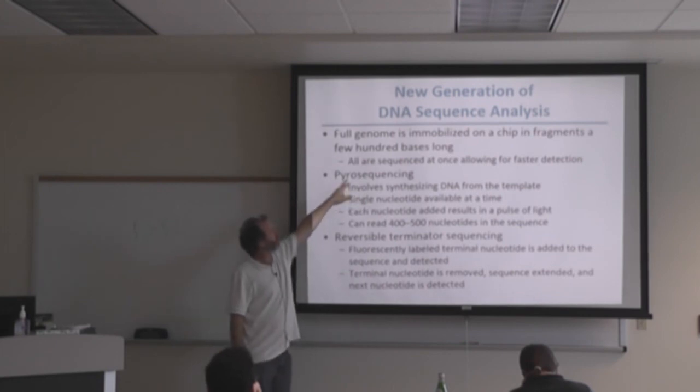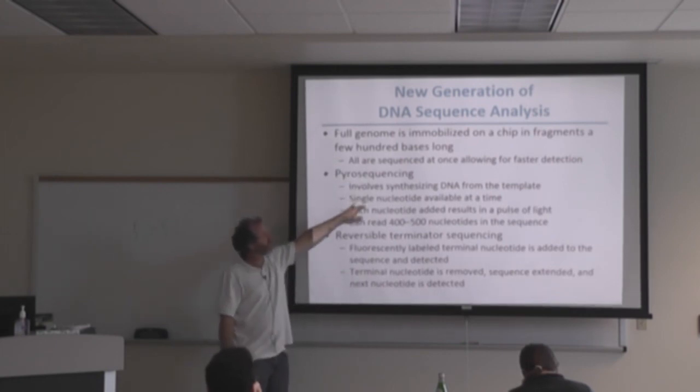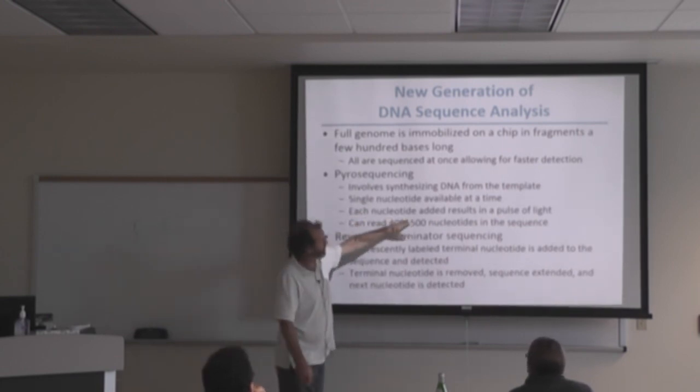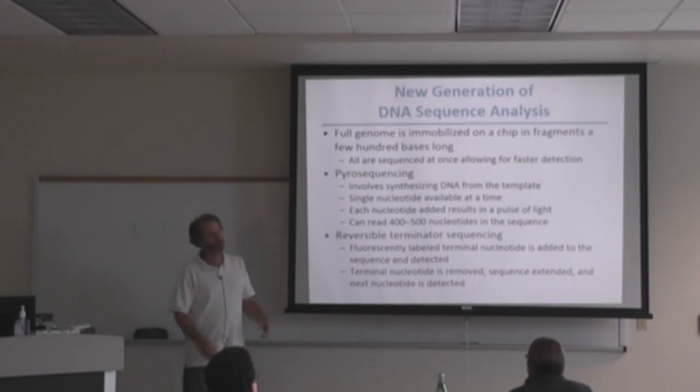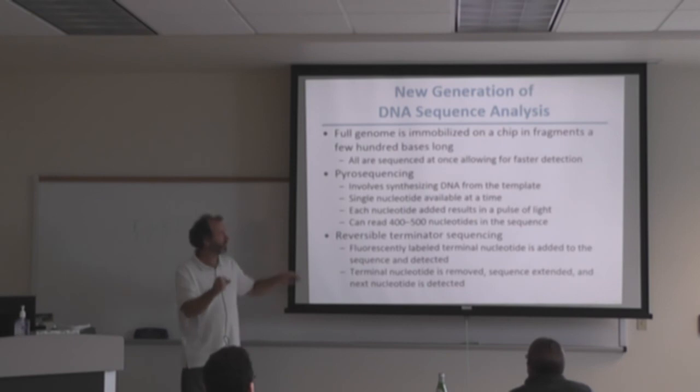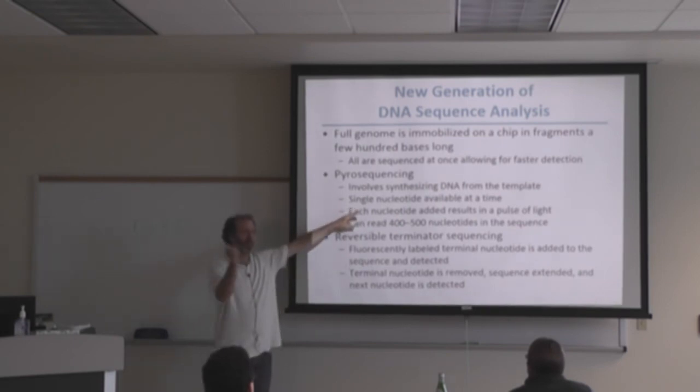So pyrosequencing involves synthesizing DNA from the template, with a single nucleotide available at a time. Each nucleotide added results in a pulse of light. So basically, when the deoxynucleotide triphosphates get added to the DNA, you release pyrophosphate. There's an enzyme added that takes the pyrophosphate and makes ATP. That ATP then gets consumed by luciferase that's in that mixture.